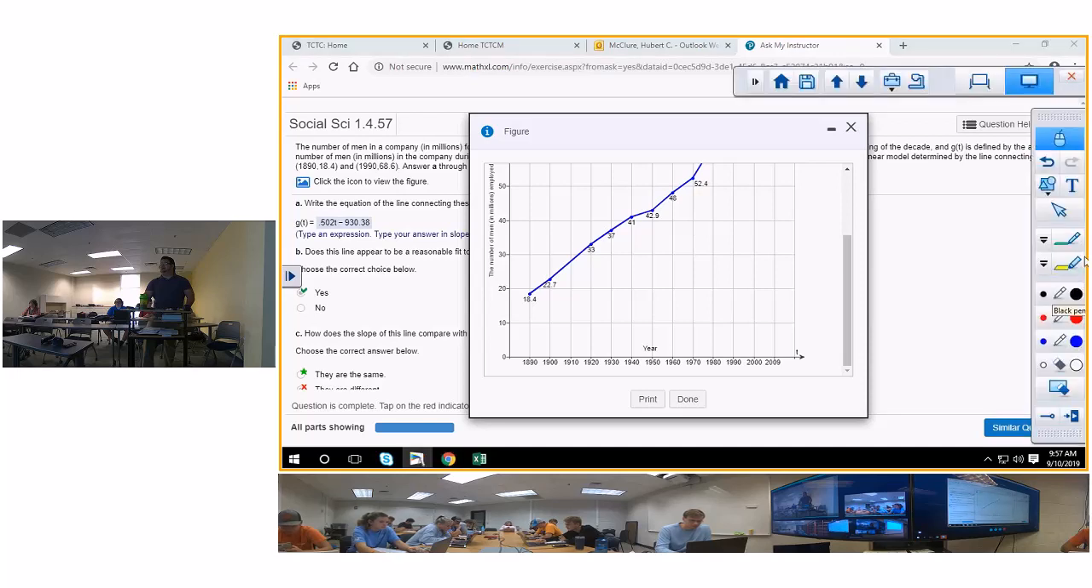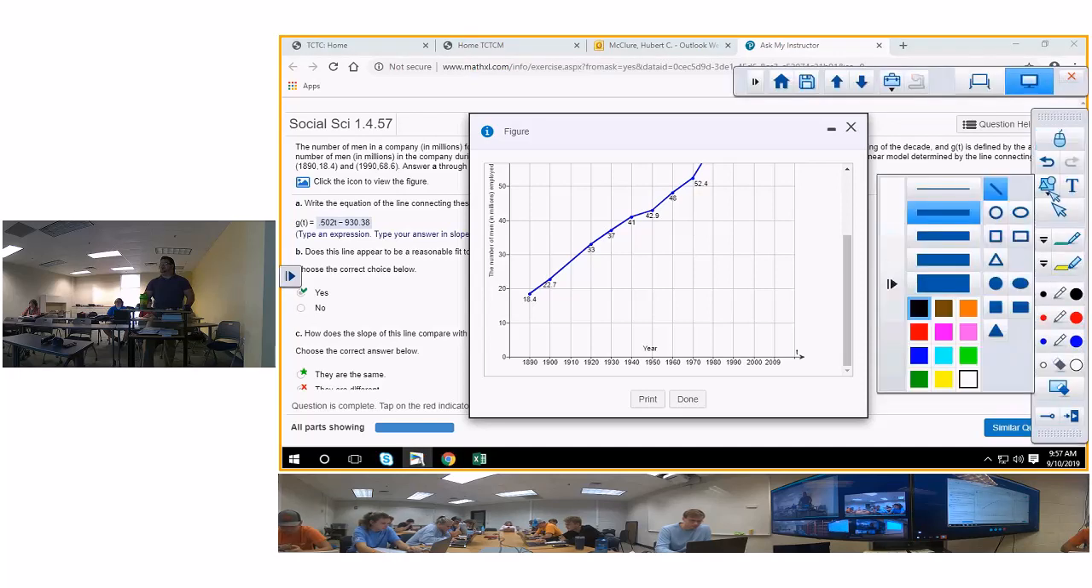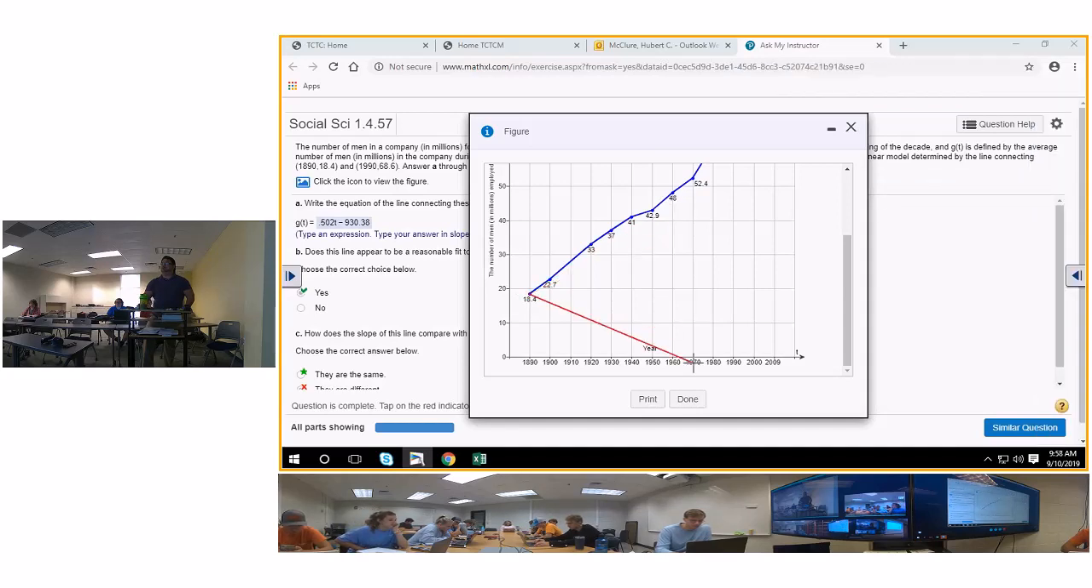I'm just trying to read the question. It looks like they're taking a line, and I'm going to use a red line, and they're going from 1890 to 1990.